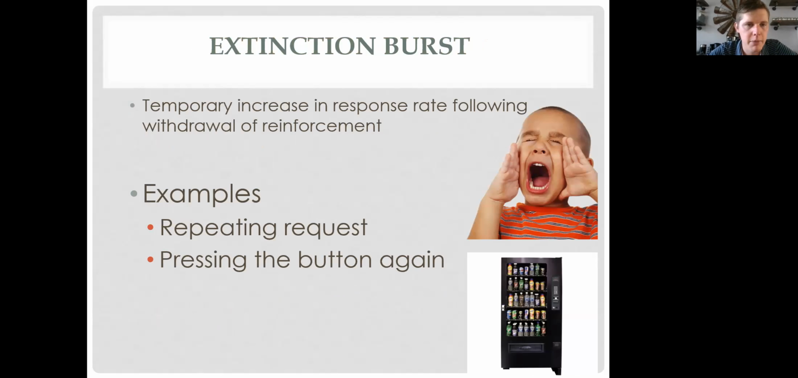So the extinction burst is a temporary increase in response rate following the withdrawal of reinforcement. This might be a child asking, "Can I have this?" And you say no. They might ask again and again and again before they stop asking, or pushing your button again with your Coke machine or vending machine example. Or if you ask your dog to paw and you put out your hand and they paw you and you don't give them a treat, they might try pawing again and pawing again and pawing again, all different kinds of things. These are examples of extinction bursts.